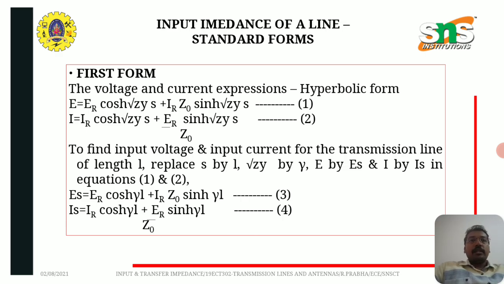To find input voltage and input current for the transmission line of length L, replace s by L, square root of ZY by gamma, E by Es and I by Is in equations 1 and 2. Then we get 3 and 4 as shown in these equations. That is, Es equal to Er cosh gamma L plus Ir Z0 sinh gamma L. Is equal to Ir cosh gamma L plus Er sinh gamma L, divided by Z0.